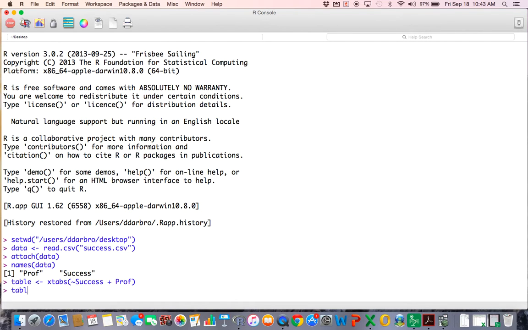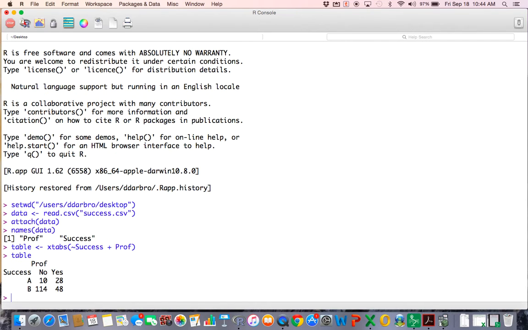Prof. Okay, so I can look at the table, and you can see that we get the same counts, or do we? 48 students succeeded. Actually, that's kind of weird. Did I name that the wrong thing? I think I did.